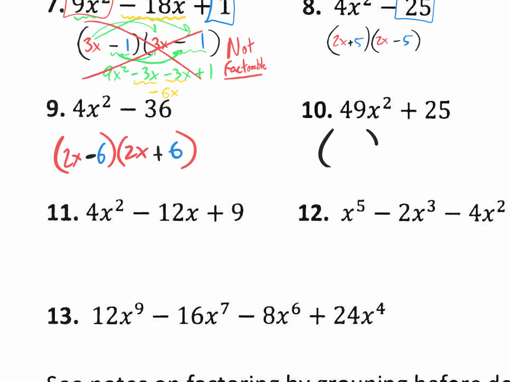But if you try to do this one right here, the square root of 49x squared is 7x, and the square root of 25 is 5. The only way you're going to get a positive 25 is if they're both positive or if they're both negative, but then the middle term will not cancel out, so this one's not factorable.